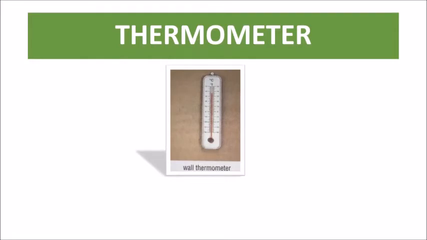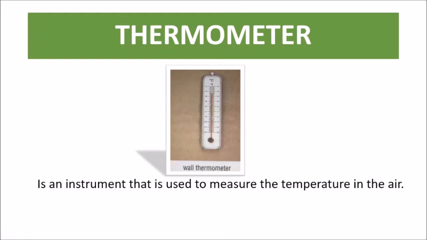In the picture, we see wall thermometer. It is an instrument that is used to measure the temperature in the air. The liquid inside the tube of a thermometer may be alcohol or mercury, which expands when it is hot and contracts when it is cold. When the bulb of the thermometer is exposed to warm surroundings, the molecules expand and go up the tube of the thermometer. The higher the level of the liquid, the higher the temperature of the air.